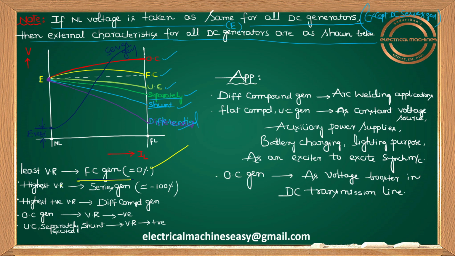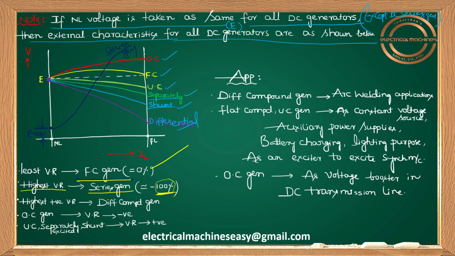And out of all generators, which generator has the highest voltage regulation? If he is asking simply for the highest voltage regulation, without saying positive or negative, then your answer is the series generator. What is the value? Minus 100%. Since minus 100% is the value, you should go for the option series generator.